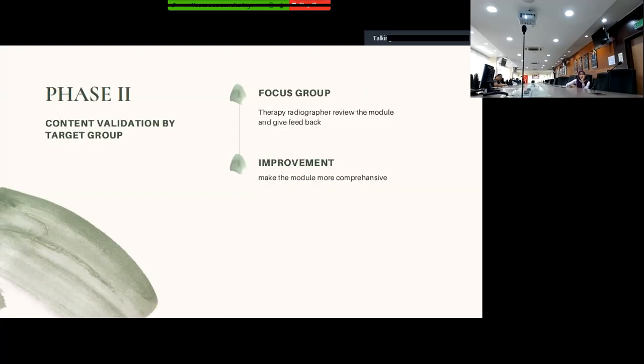Phase 2 is for content validation by the target group. There will be a focus group of therapy radiographers. They will review the module and give feedback. After we receive the feedback, we will make improvements so that the module is more comprehensive.